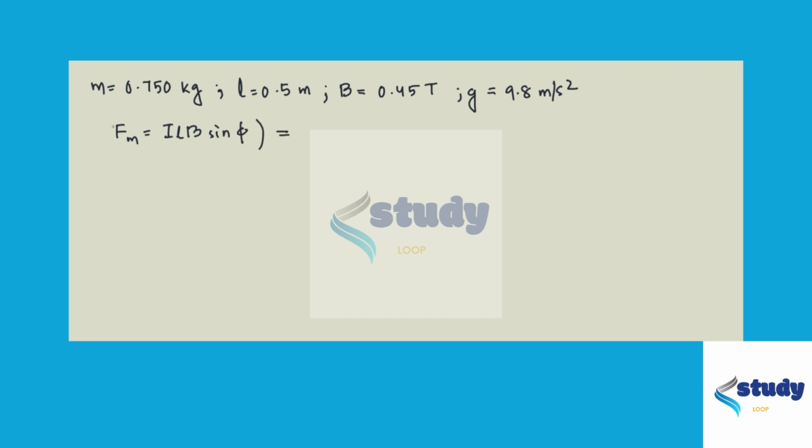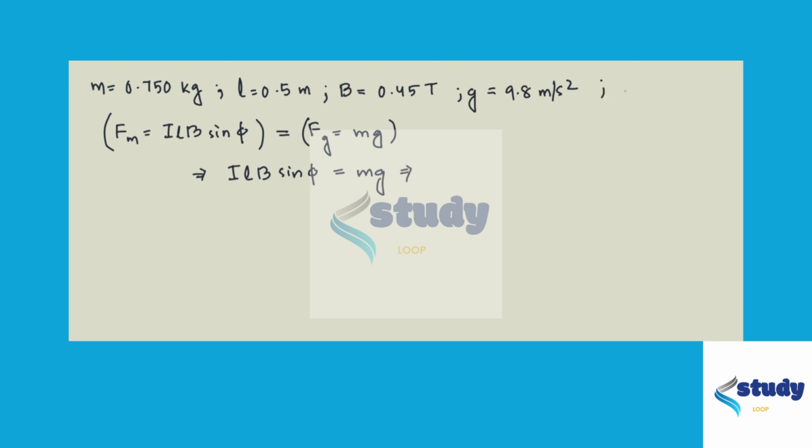The magnetic force, which is given by I times L times B sine phi, must be equal to the gravitational force given by m times the acceleration due to gravity when the bar is just ready to levitate. This gives I L B sine phi equal to mass times gravity.